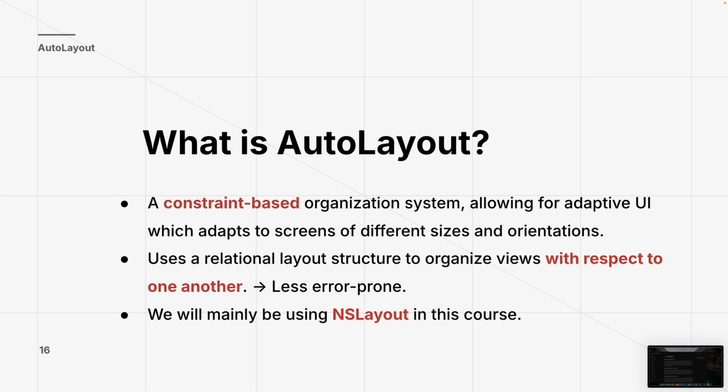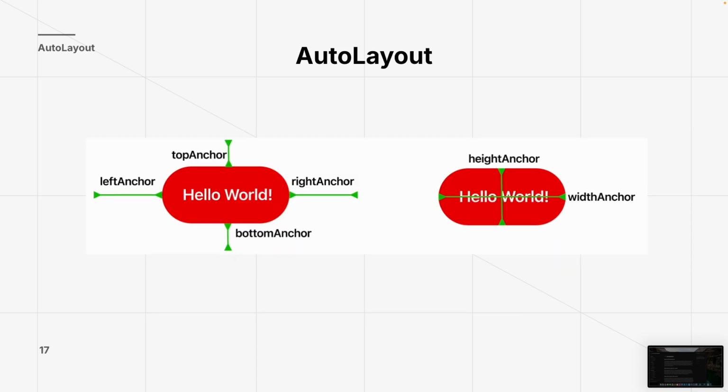Okay. It uses a relational layout structure. So you're relating one constraint, like the top of a UI label, to the top of a view, for instance. So it's relational. That is a lot less error prone. And then, NS layout is what we will be using mostly in this course. And then a little visualization. This is the left anchor. This would be an example of constraining the left anchor of this to the left anchor of this and giving a nice offset for that.